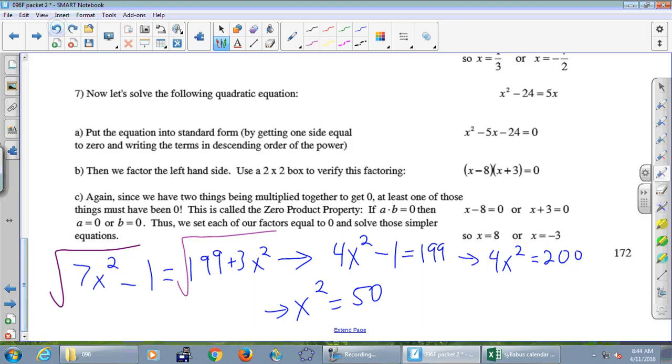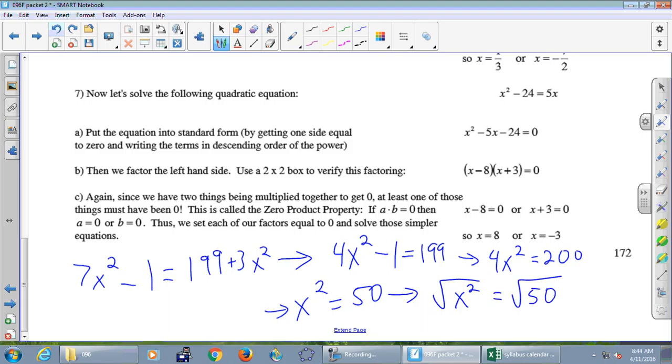That's the idea. Okay, and then now down here we take the square root of both sides. So I'm just going to copy square root of x squared equals square root of 50.